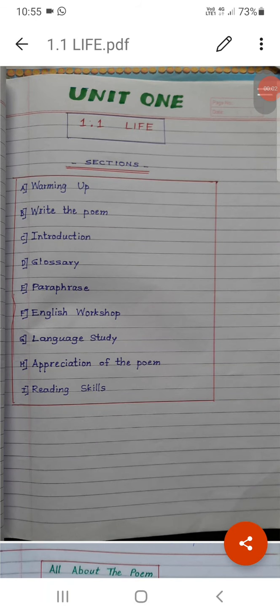Good morning, students. We have started with our textual part, and in the textual part, unit 1, we have seen already the poem, that is Life, poem number 1.1. Now, your homework section, your writing section, what all things are there in the writing section today. Let's see one by one.